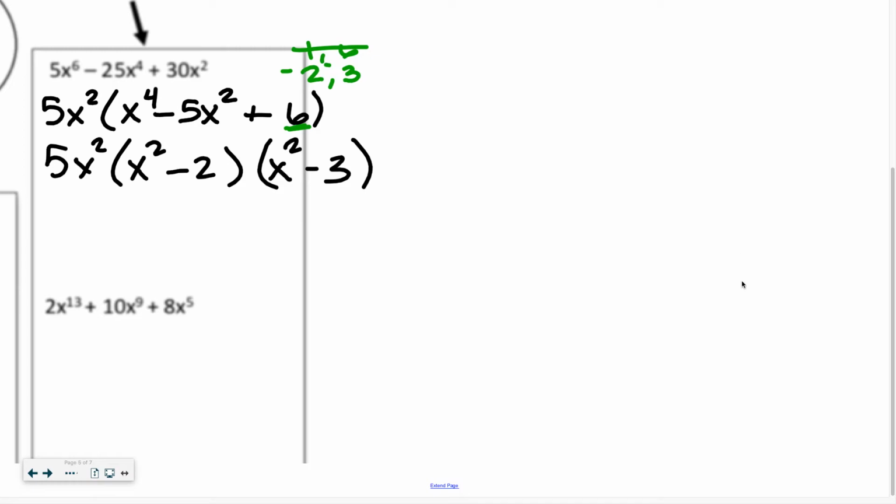All right, see if you can try 2x to the 13th plus 10x to the 9th plus 8x to the 5th. I'll give you a minute. See if you can guess and check that for me.